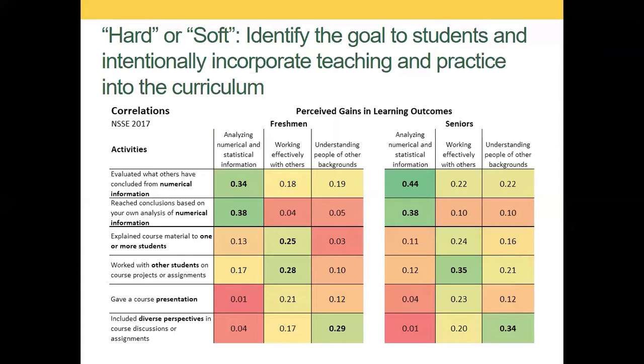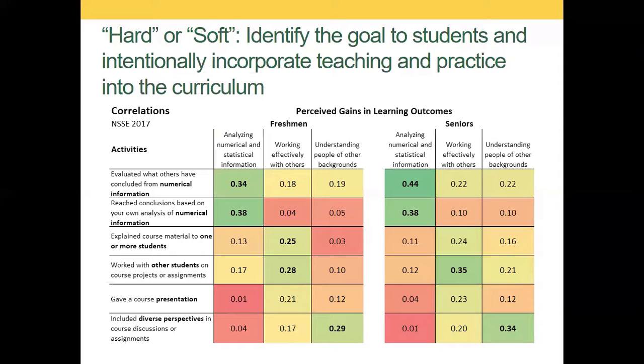And then the green correlations are the highest correlation on each row. So a student who says, oh my God, I spend all of my time evaluating what numerical information tells me, that is, well, not tremendously, but in this world, a pretty darn good correlation with, I have mastered analyzing numbers and statistical information. If I do this in my classes, I master that skill. It has nothing to do, or very little to do, with working effectively with others and understanding people of other backgrounds.